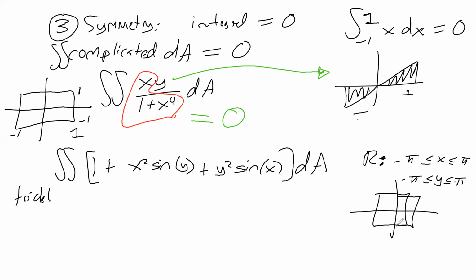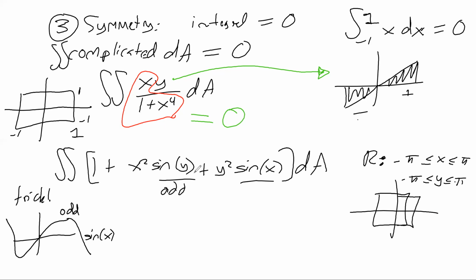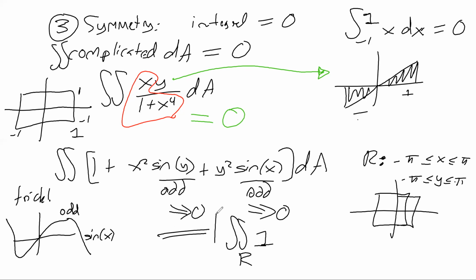So it's a symmetric region, and we have sines. Remember, if you look at the sine graph, it's an odd function. So this is odd. This is odd. So actually, these things go to 0. So that means our integral just evaluates to this thing. So it's just the area of the region. So it's pi squared. Oh, not pi squared. 2 pi squared.